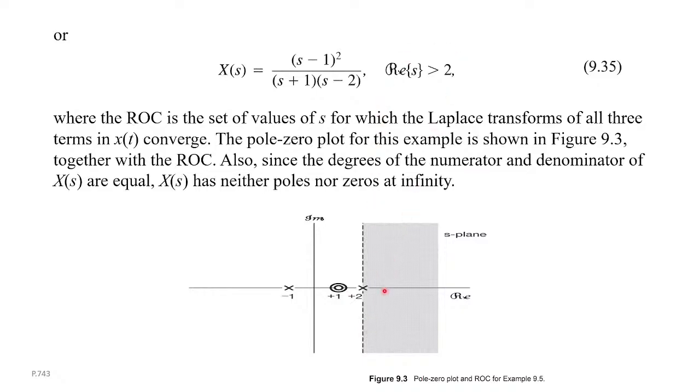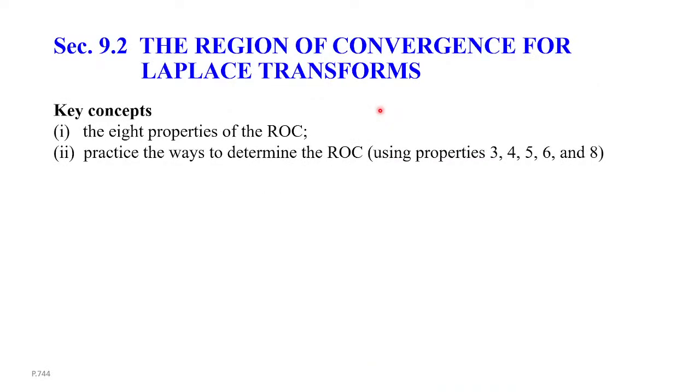And once again, the region of convergence is everything bigger than 2, everything with real part bigger than 2. So all those things here. And also there is nothing at infinity because the degree is 2 here and the degree 2 is down here. Question? Okay. And we have quite a bit of time, so we can probably finish this.